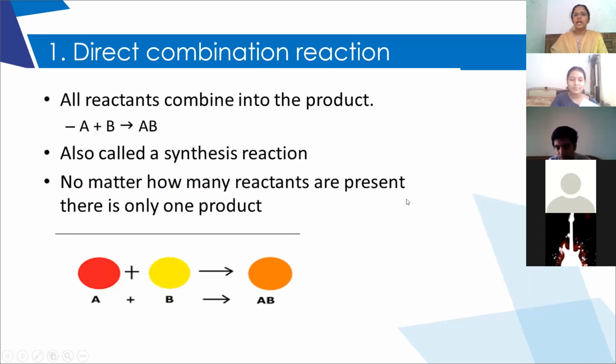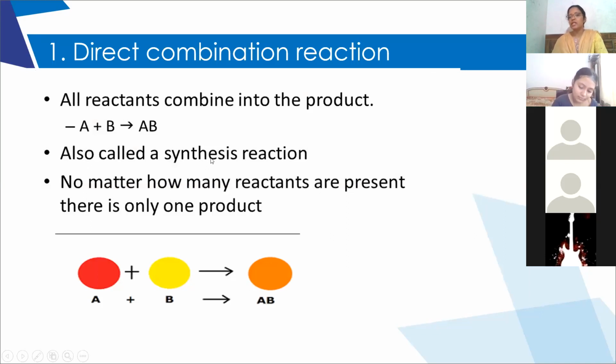So first one, direct combination reaction. Today we'll discuss in detail about this reaction. In a direct combination reaction, as we have discussed, two or more reactants combine to form a single product. Generally, the direct combination reaction is also called a synthesis reaction. If you remember, photosynthesis, all the synthesis reactions, synthesis means formation, right? All the synthesis reactions are combination reactions. So in the exam, they may ask you as combination reaction or synthesis reaction. Both are same.